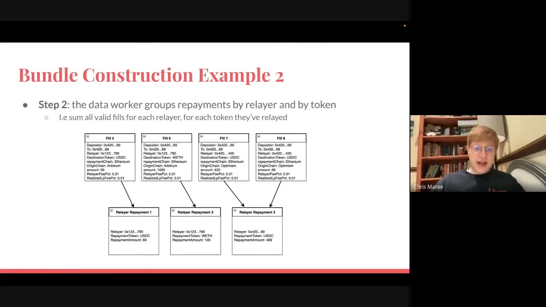So this is to say that these two cannot be grouped any further because they're separate tokens, right? The relayers are the same, but the tokens are different. These two can be grouped because the tokens are the same. They're both USDC, and they both were filled by the same relayer. And this is where the summing thing that I mentioned earlier comes in, right? We don't need to repay 2 separate payments here. These can be done in the same payment, so we can group them together. So step 2, we group the repayments by relayer and by token.